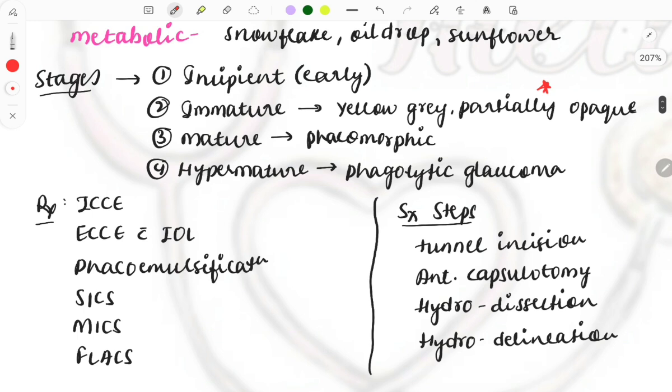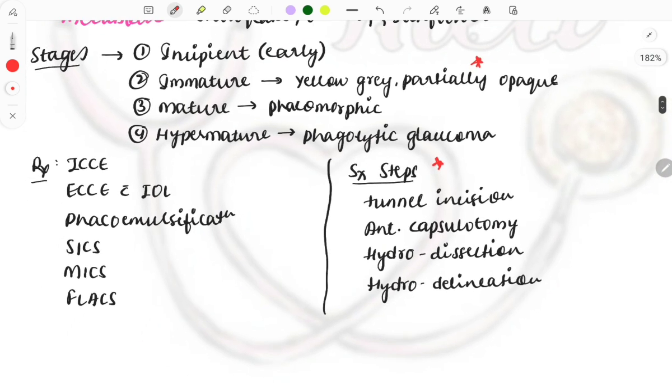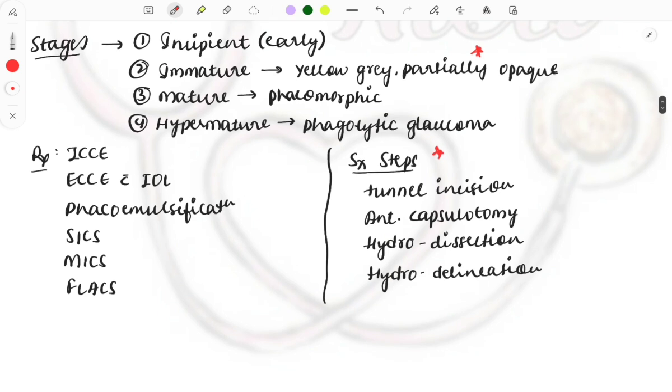These are the treatment options available, and these are the surgical steps. You need to remember the surgical steps because questions are asked on the sequence of how you will be doing the lens surgery.